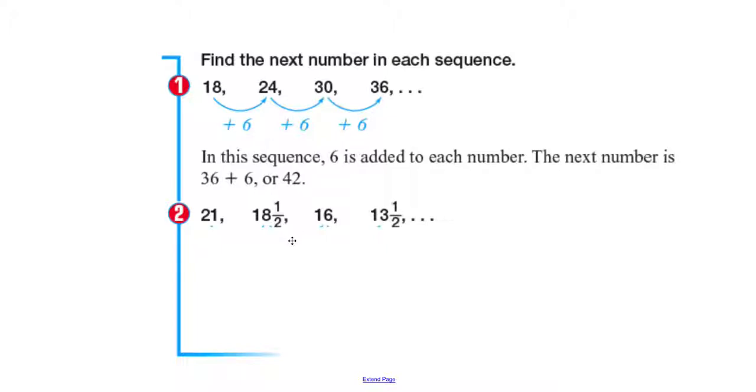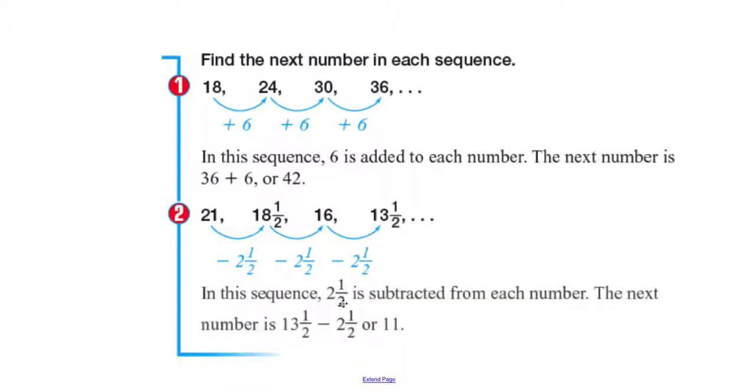And if you look at the next example, 21, 18 and 1/2, 16, 13 and 1/2, if you notice, 21 and 18 and 1/2, the difference is 2 and 1/2. We're subtracting 2 and 1/2 each and every single time. So the next number for the sequence, if we subtract 2 and 1/2 from 13 and 1/2, would be 11.